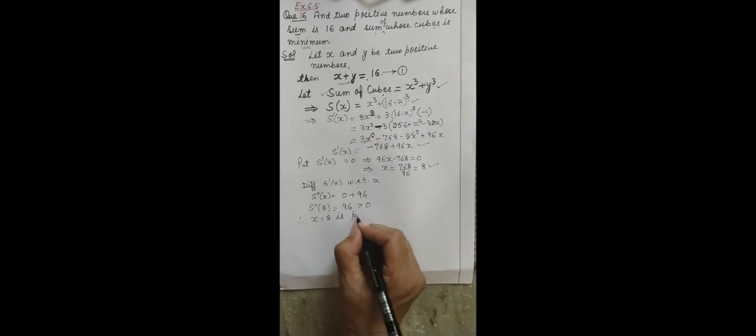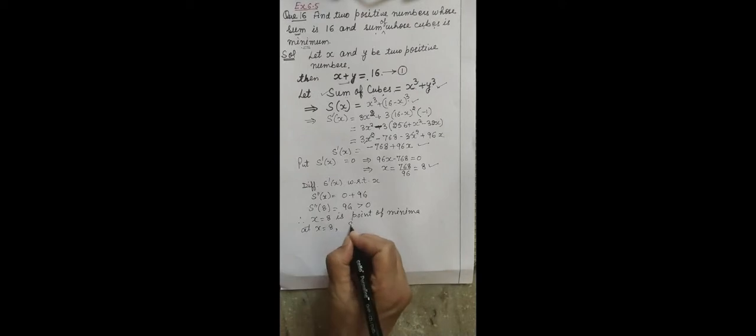Which is a positive number. So you must be remembering the second derivative test, students, that if the double derivative at a particular point is positive, then x equal to 8 is a point of minima. That means at x equal to 8, my function s x will have minimum value. That means I have shown this result. I have found the value of x.